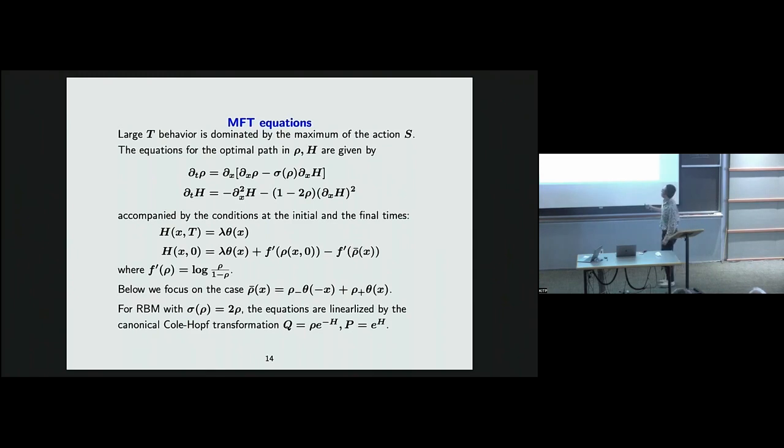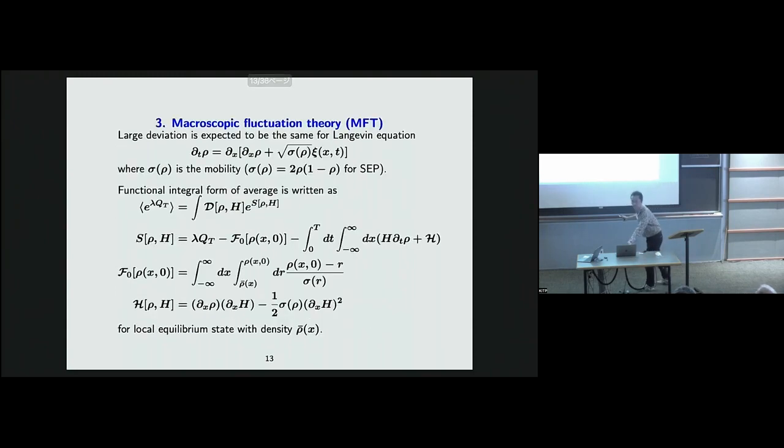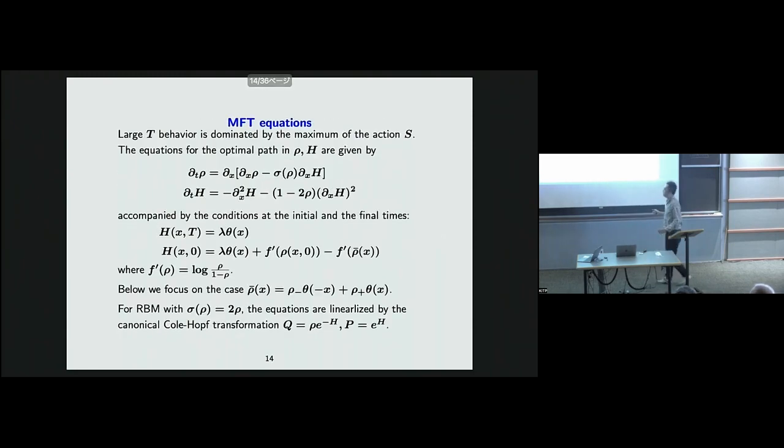Okay, but we want to solve these equations for the case with sigma given by rho times 1 minus rho. But before that, I would mention that for the case of reflected Brownian motion, for which sigma of rho is simply given by 2 rho, these equations become much simpler. These are still coupled nonlinear PDEs, but there's a nice transformation even here.